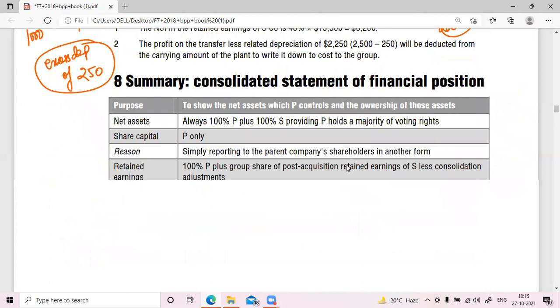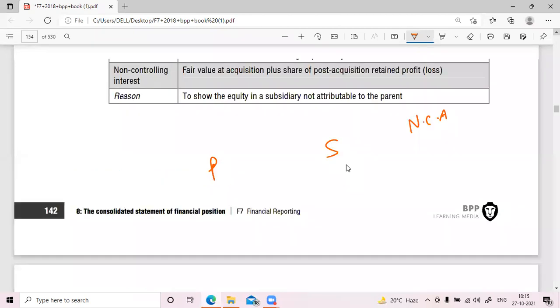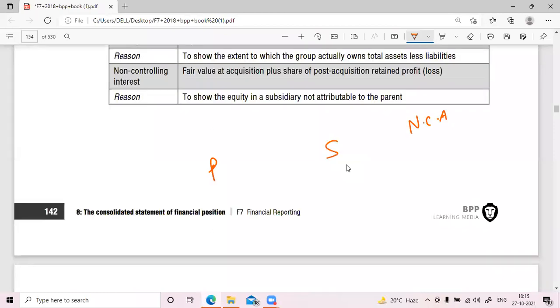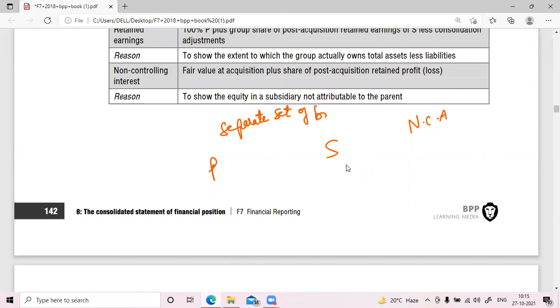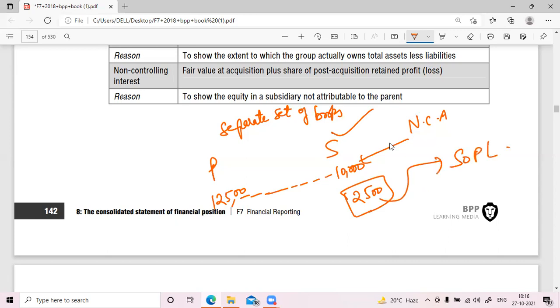Please try to understand the concept. Parent, subsidiary. In this case, who has sold the non-current asset to whom? Subsidiary, correct? So this is in separate sets of books. Subsidiary bought a non-current asset from some party for 10,000 and sold it to parent for 12,500. So subsidiary has made a profit of how much? 2,500, correct? And this 2,500 they have shown in the SOPL, and from SOPL that has gone to retained earnings.